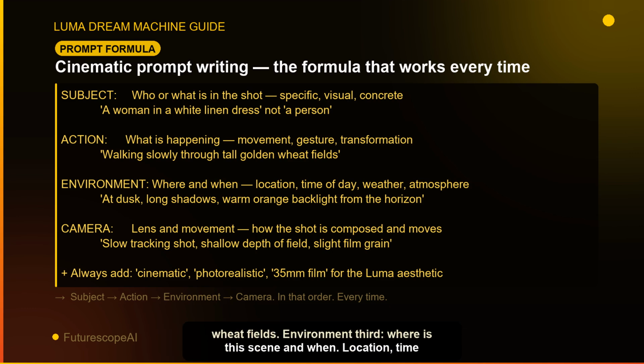Environment third, where is this scene and when? Location, time of day, weather, and atmosphere, these define the light and mood. Camera fourth, how is the shot framed and how does it move? A slow tracking shot with shallow depth of field produces a completely different clip than a wide static overhead. Finally, always add style keywords at the end: cinematic, photorealistic, 35mm film. These push Luma toward its highest quality output register.